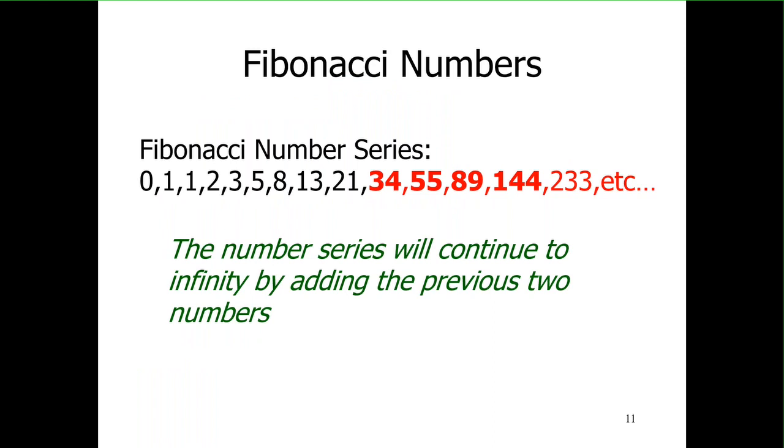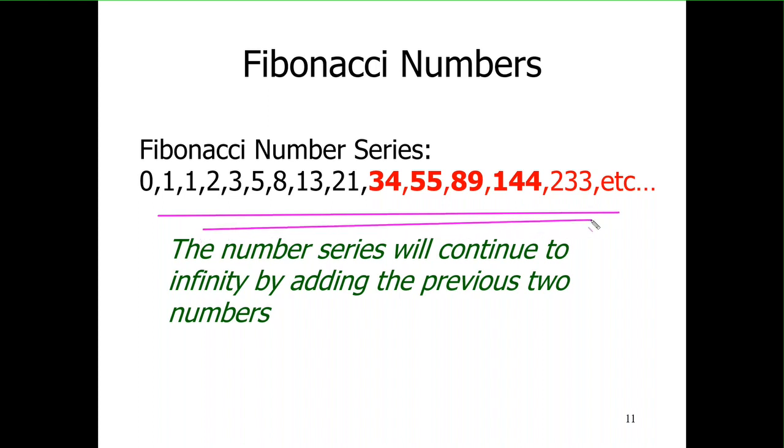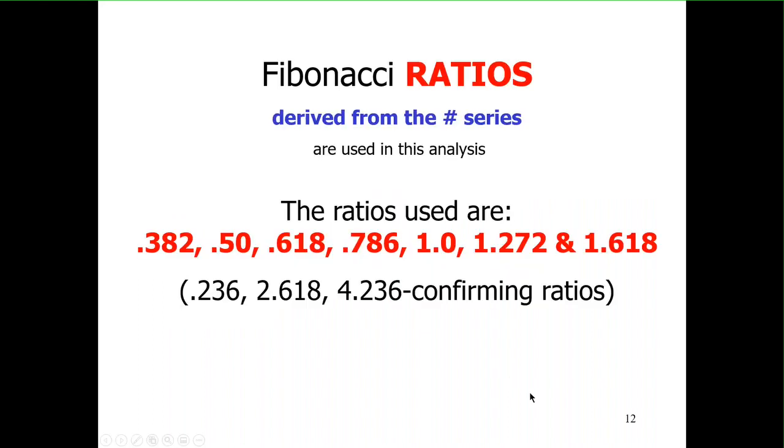For anybody who's not familiar with the Fibonacci number series, this is it. But the important part is I don't use the actual Fibonacci numbers, but I use the ratios derived from the number series to do this analysis. So the ratios that I'm using: 38.2, 50%, 61.8, 78.6, 100%, 1.272, and 1.618 I use all the time.